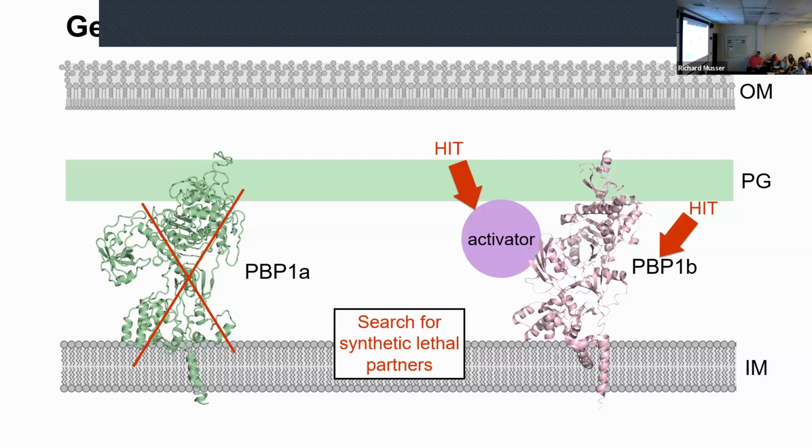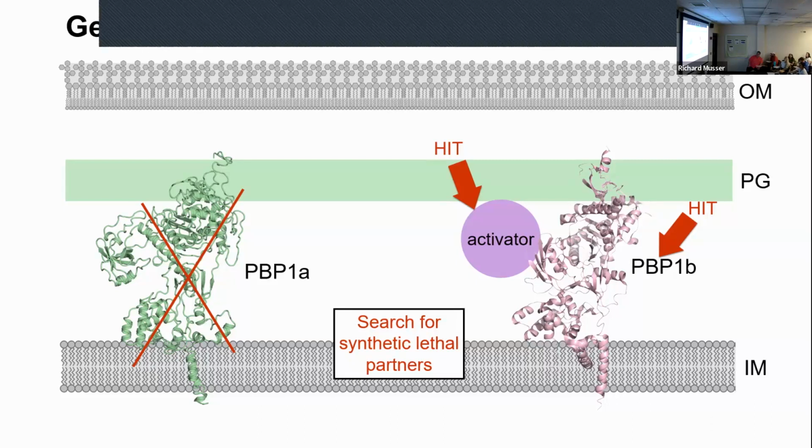Anything that activates PBP1B will also form a synthetic lethal pair with PBP1A. Anything required for PBP1B activity, like a cofactor, will also form a synthetic lethal pair with PBP1A, because if those are not there, PBP1B is not active and the cell will die.